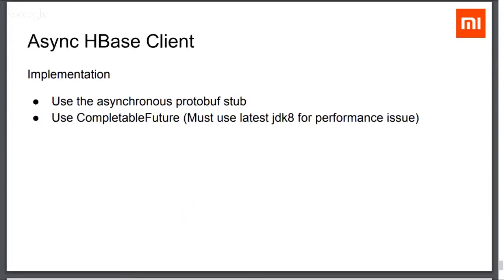The last part I will talk about is the async HBase client. We implemented it by using the async protobuf stub, and we use Java 8's CompletableFuture directly. When we did a test for this, we found a performance issue with the JDK. So we suggest you use the latest version of JDK 8.